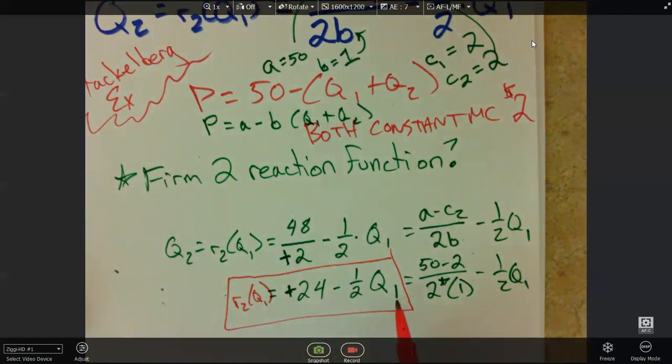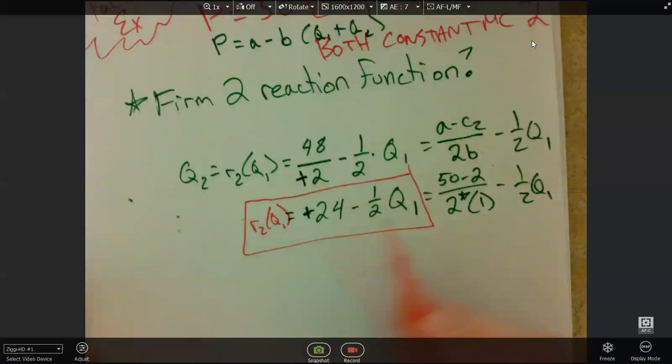We don't know what Q1 is. We're going to figure that out. So that's the next part. This is segueing us into our next part of the question.